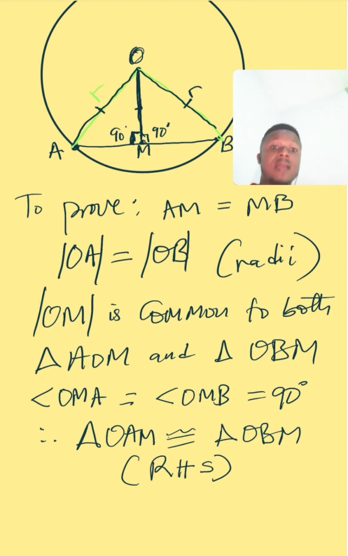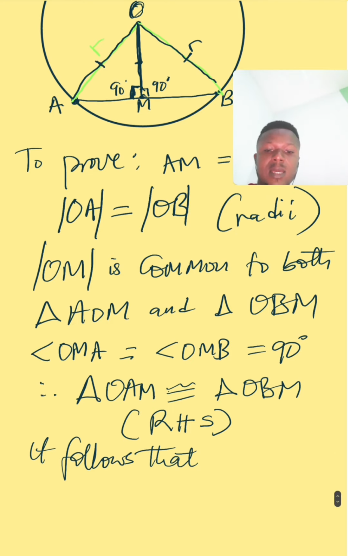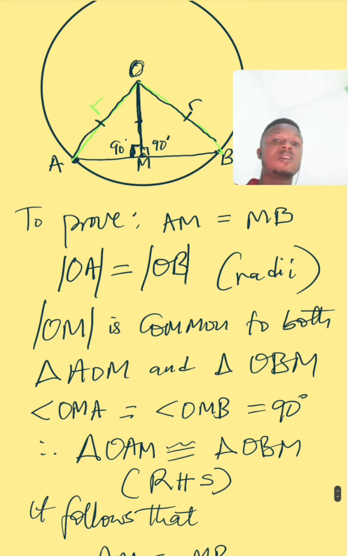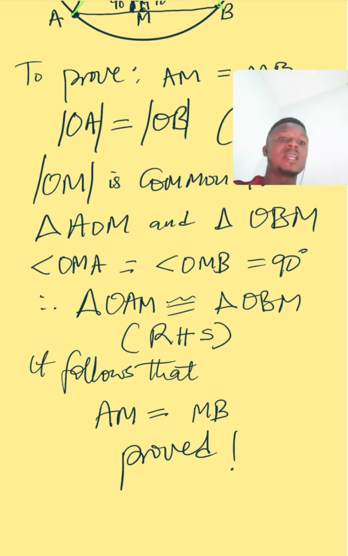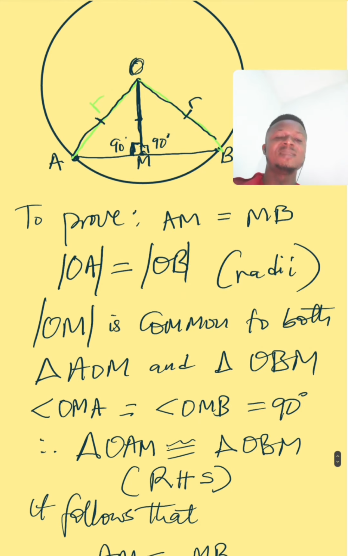So if these two triangles are congruent, it follows that AM must be equal to MB, since they are the third side of the triangle. If they are congruent, it means that AM is equal to MB. Proved, and that is what we want to prove in this particular lesson. You can as well use Pythagoras theorem to prove this, and you will get the same answer.